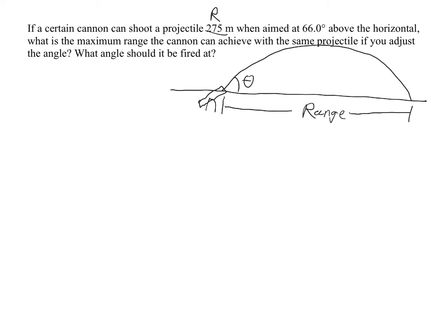Now here we're going to make the assumption that you're starting and ending at the same elevation or the same height. So if we call this our zero location on the y-axis, that means y initial would be 0 meters, and similarly y final would also be 0 meters. So you're starting and ending at the same height.